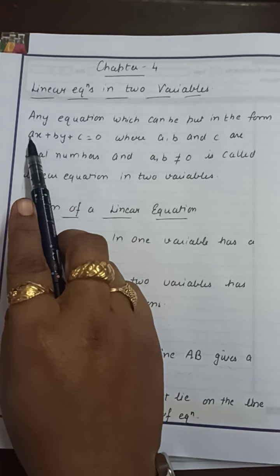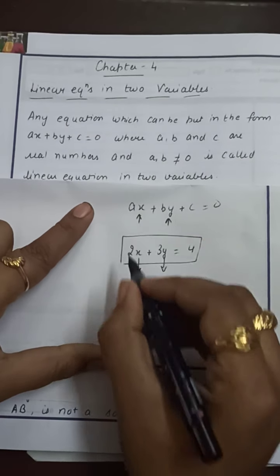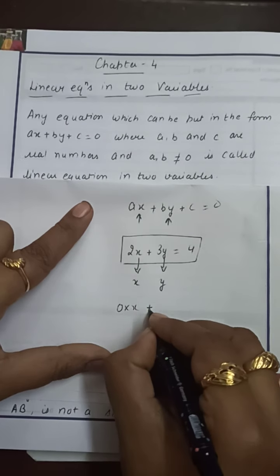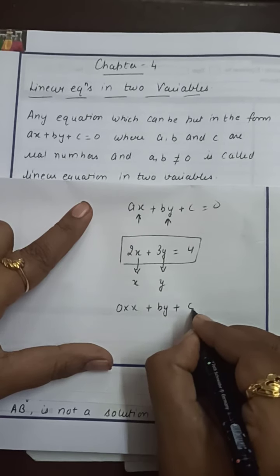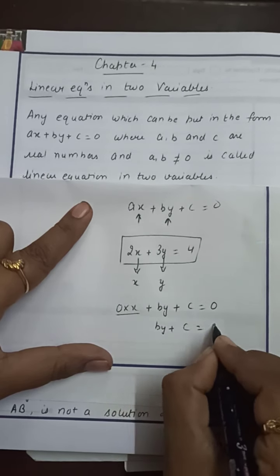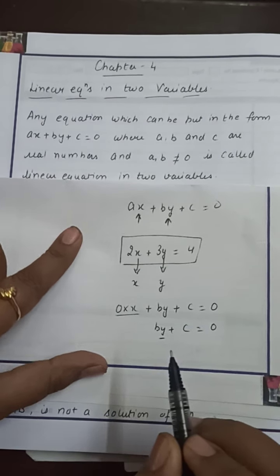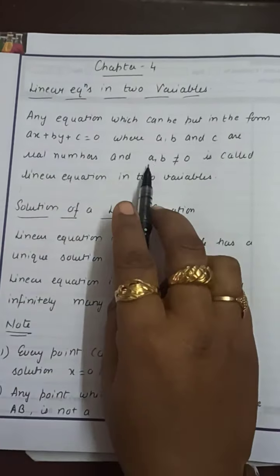If a is equal to 0, you can check, if this value is 0, then 0 multiplied by x plus by plus c equal to 0, this will become by plus c left behind. So there is only one variable, so it will become a linear equation in one variable. So it is necessary that a and b can never be equal to 0. That is called the linear equation in two variables.